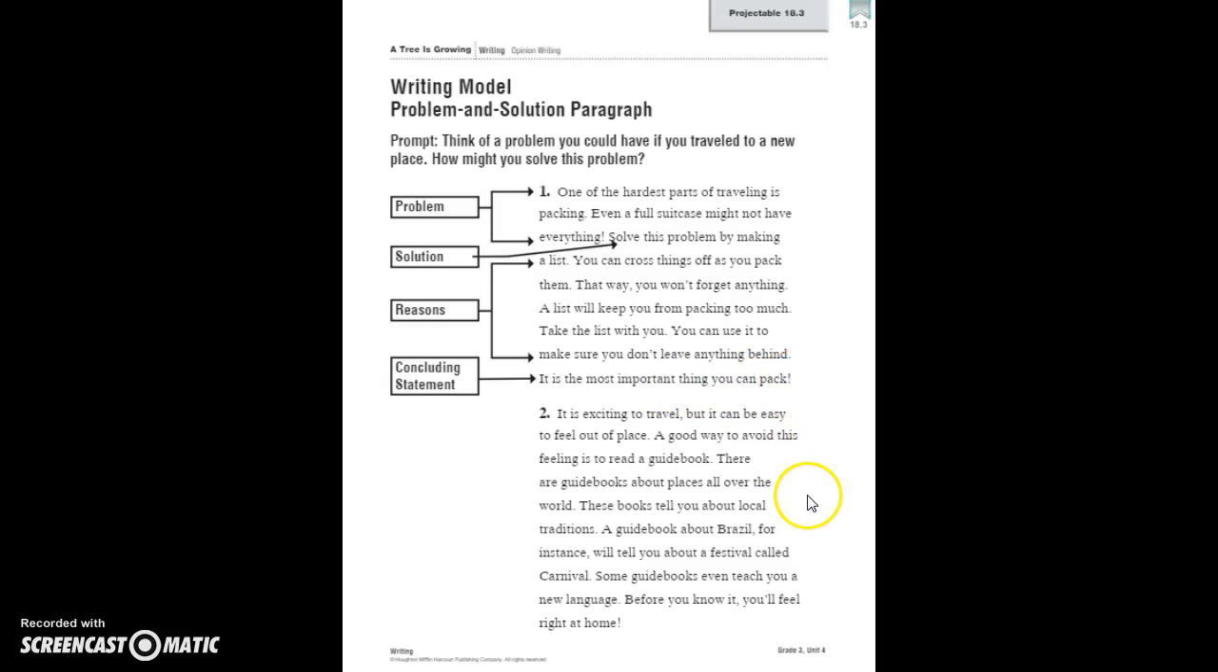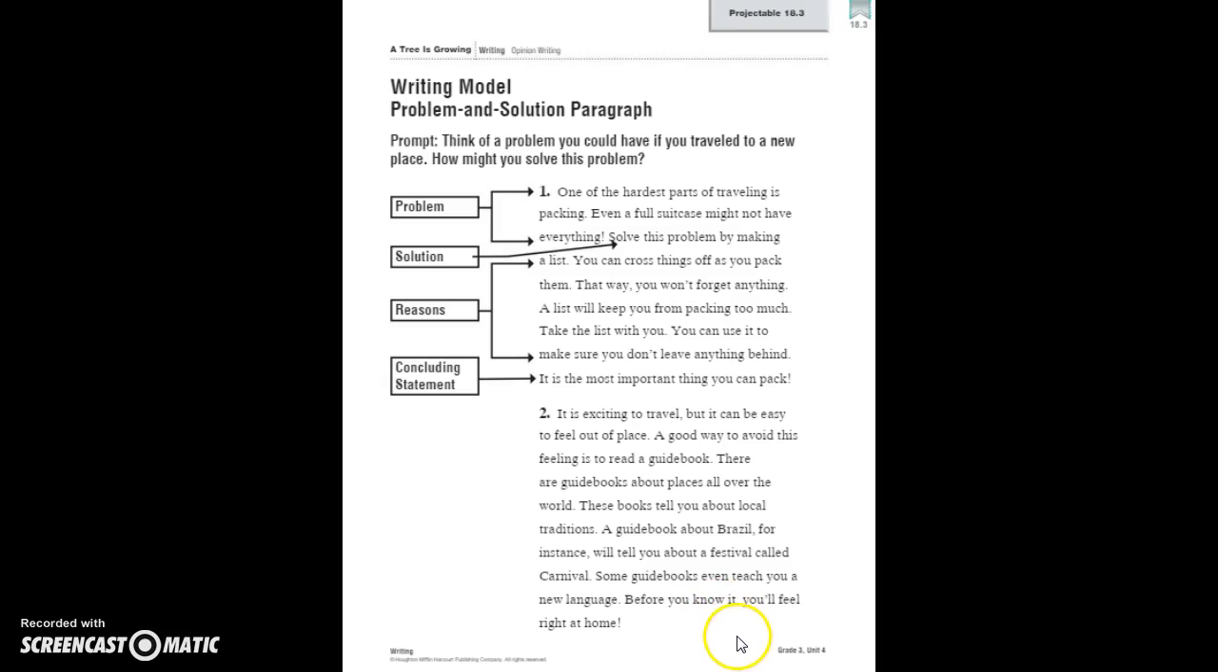Let's work on the second problem and solution paragraph together. It is exciting to travel, but it can be easy to feel out of place. A good way to avoid this feeling is to read a guidebook. There are guidebooks about places all over the world. These books tell you about local traditions. A guidebook about Brazil, for instance, will tell you about a festival called Carnival. Some guidebooks even teach you a new language. Before you know it, you'll feel right at home.